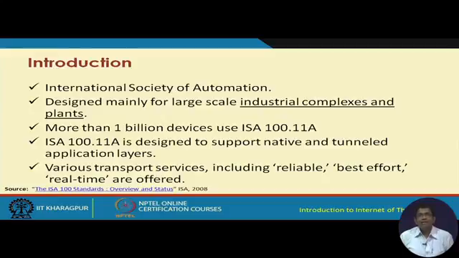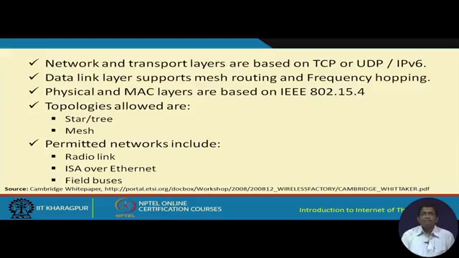It is designed to support native and tunneled application layers. Various transport services, including reliable, best effort, and real time services, are offered with the help of ISA 100.11a. So, ISA 100.11a is primarily attractive as a consequence in industrial sectors, particularly for implementing industrial IoT systems.